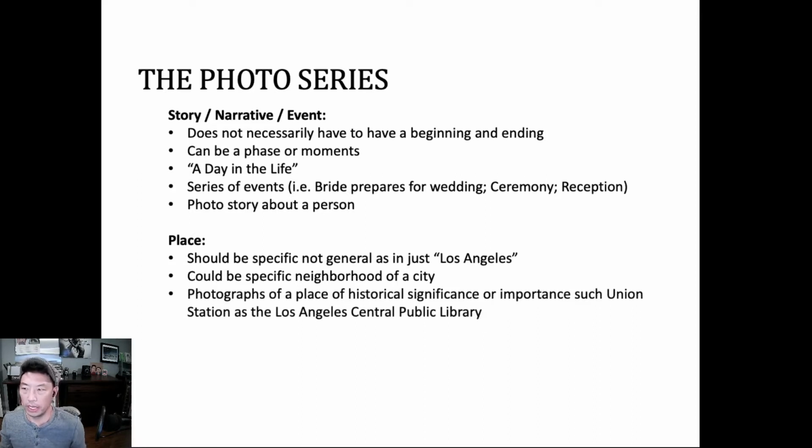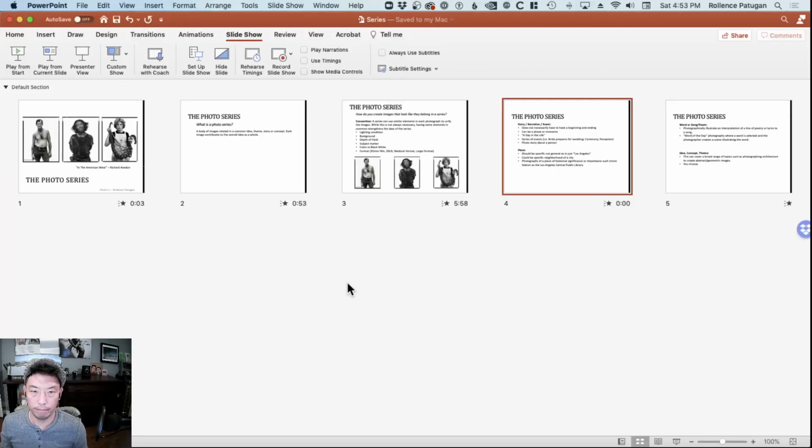So those are just some examples of creating your own photo series, and that is it.